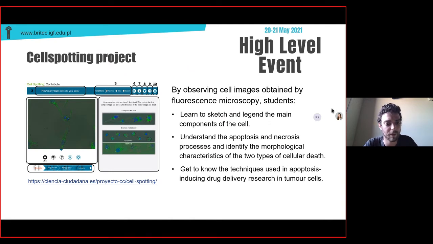This is a picture of the website or the platform where students can see the images of the cancer cells which have been treated with chemical compounds. By observing the cell images, which were obtained by fluorescence microscopy, students learn to sketch and label the main components of the cell. They also understand the apoptosis and the necrosis processes and identify the morphological characteristics of these two types of cellular death, which is part of the official curriculum of biology lessons. They also get to know the techniques which are used in apoptosis-inducing drug delivery research in tumor cells.